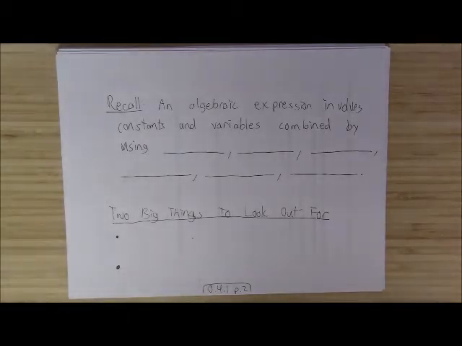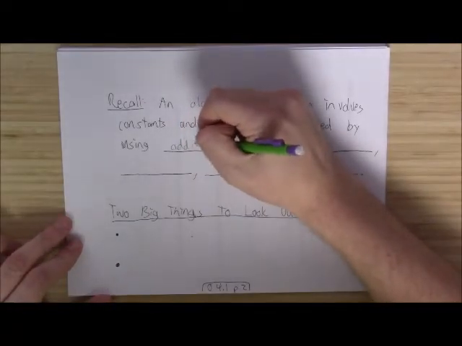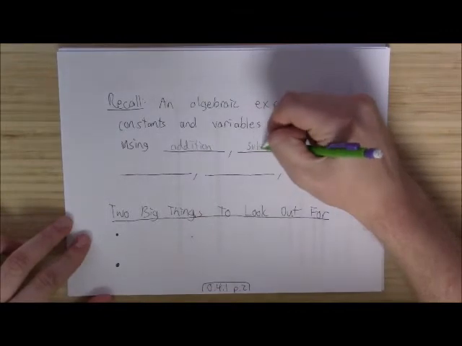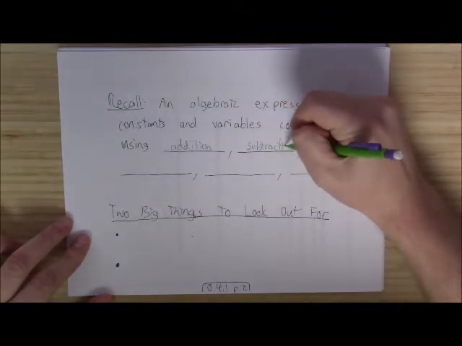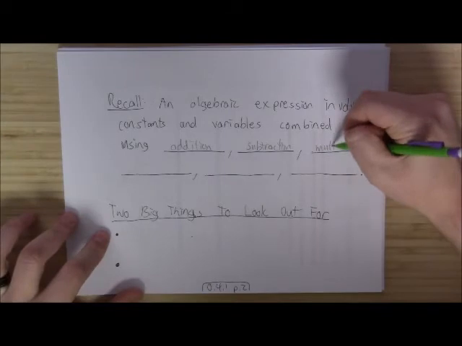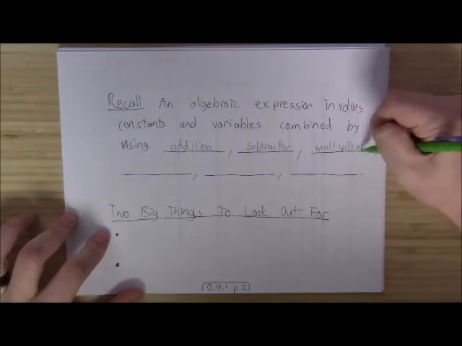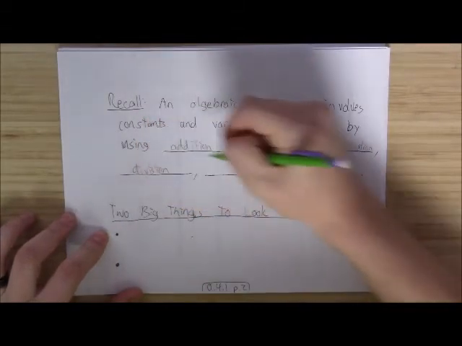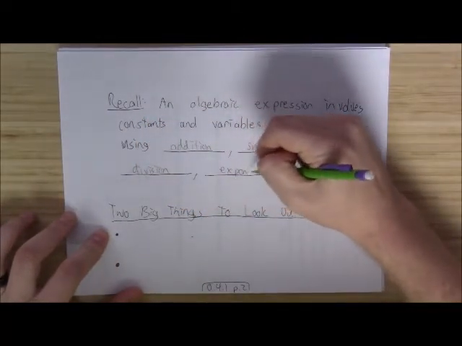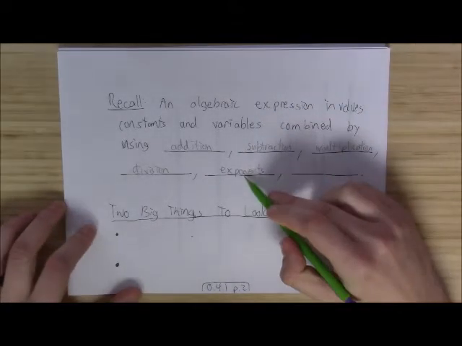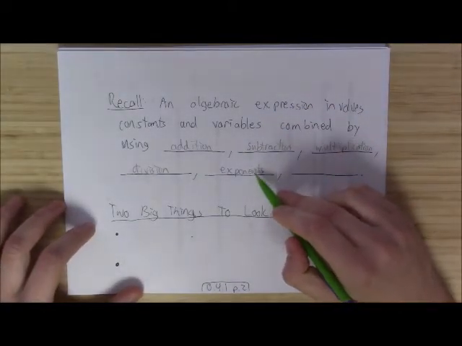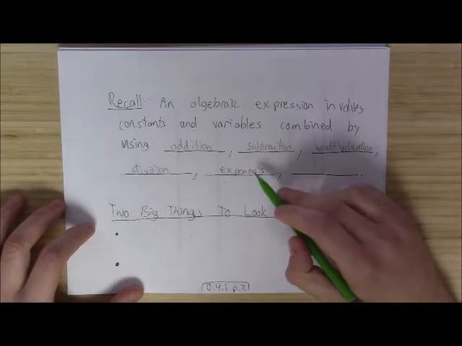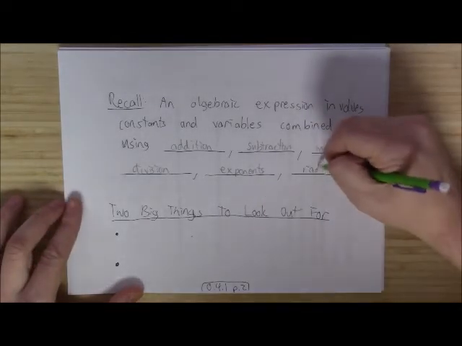Now, before we proceed, it's important to remember what an algebraic expression involves. Namely, it involves constants and variables that are combined using addition, subtraction, multiplication, division, exponents, and we saw that radicals can be written as rational exponents, so we'll remind ourselves that radicals can also be included.